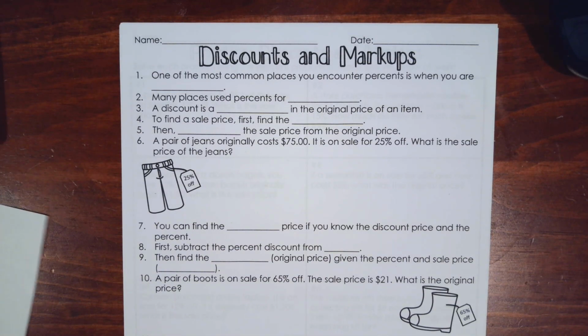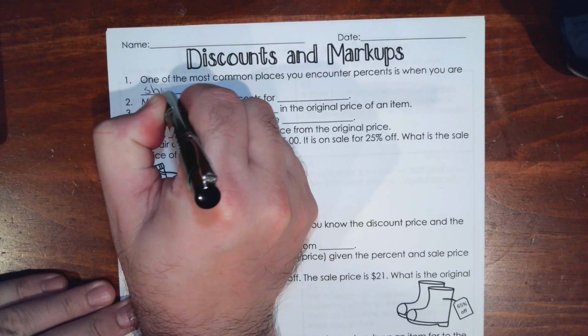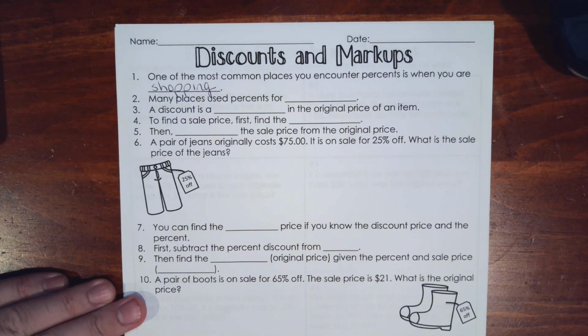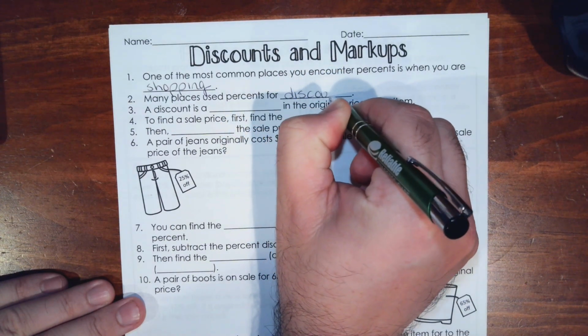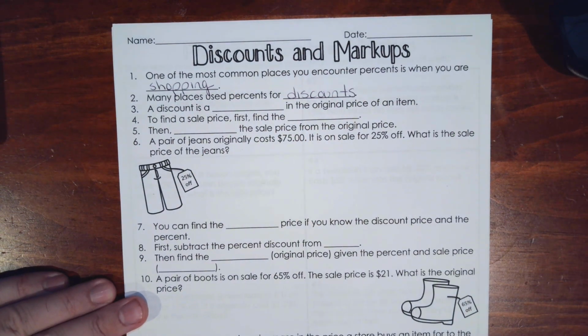What we're going to do today is complete these notes together, and then you're going to be working on the problems that are on the back. For number one, it says, one of the most common places you encounter percents is when you are shopping. Many places use percents for discounts. A discount is a decrease in the original price of the item.